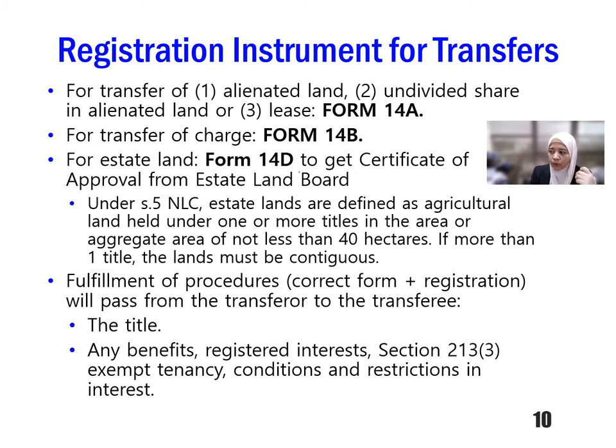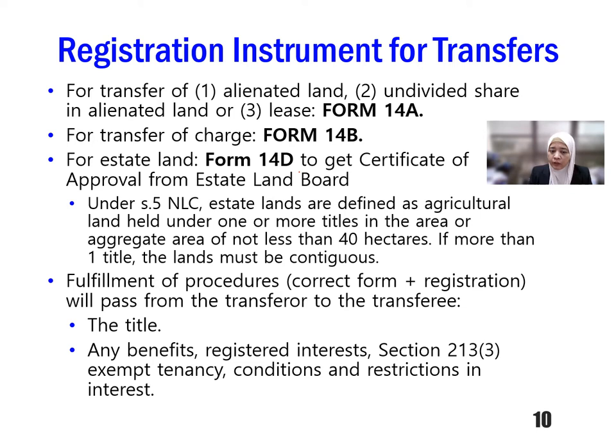In the case of the 1997 AFC, the Asian Financial Crisis, Dana Harta was an institution that was created to resolve the problem of non-performing loans. At that time, Dana Harta bought all the charges to save the banks from being bankrupt. So the charges were transferred to Dana Harta and then they took over. Now, 14B is for charges. And then estate land is special.